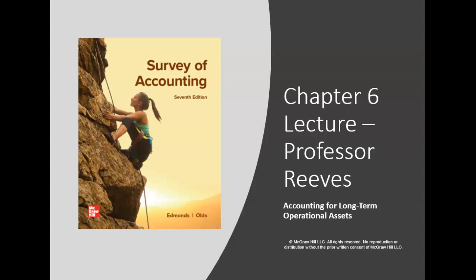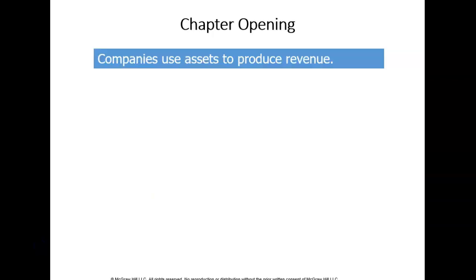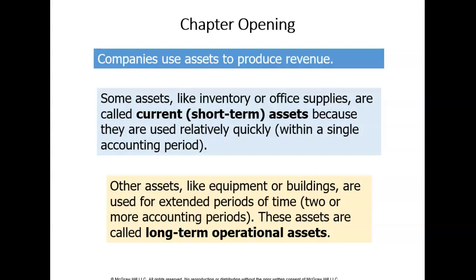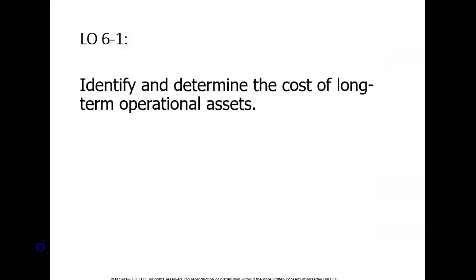The topic is accounting for long-term operational assets. In this chapter, we're going to mainly focus on long-term operational assets, items like equipment, buildings, machinery, automobiles. We'll focus on the acquisition of these long-term assets, the usage of these long-term assets, and the disposal of these long-term assets.